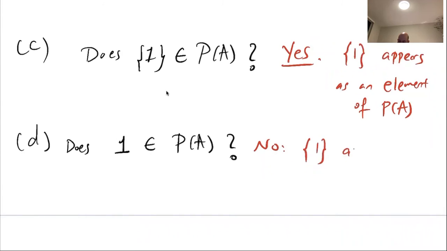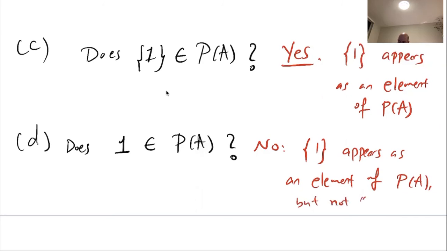The set {1} appears as an element of P of A, but not 1.